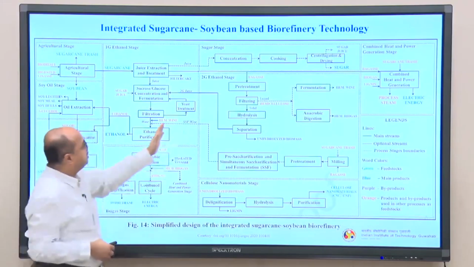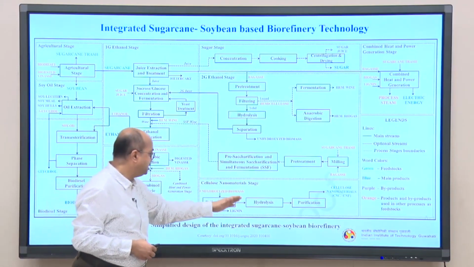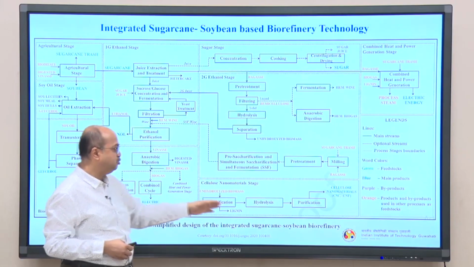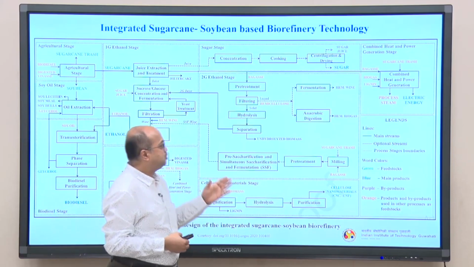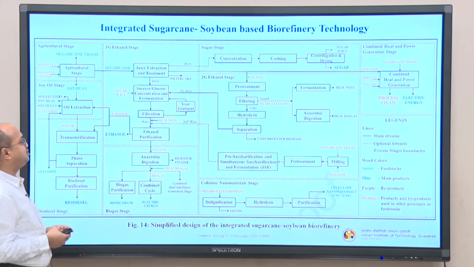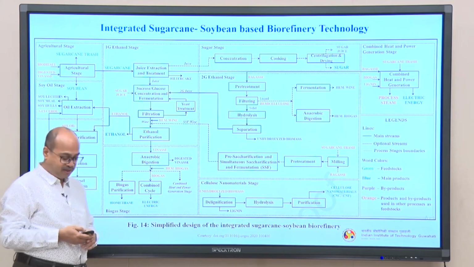So, then you get the 2G ethanol stage, okay. Then you also have the cellulose nanomaterial stage. So, you get unhydrolyzed biomass, delignification, hydrolysis, purification, you get cellulose nanocrystals, okay. So, this is a classical example of how soybean and sugarcane can be processed simultaneously in an integrated biorefinery.